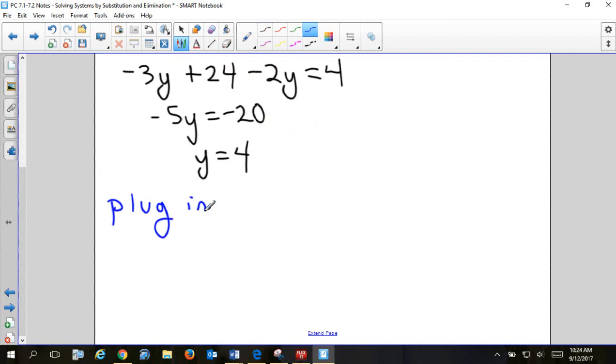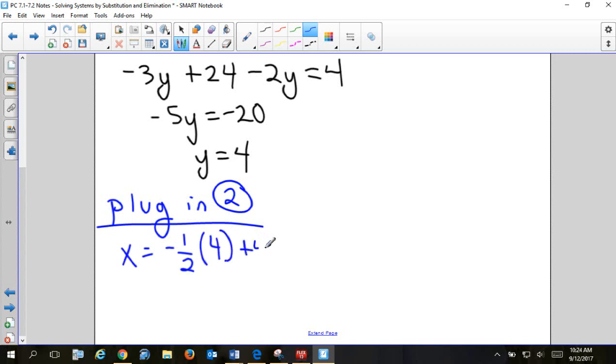So once you substitute, you get y equals 4, and we now have the two-step: plug in something, check in something. So I look at my equations, and I'm going to plug in 2 this time. I'm going to plug in 2 first. So I have x equals negative 1/2, y is 4, plus 4. So x equals negative 2 plus 4. X is 2.